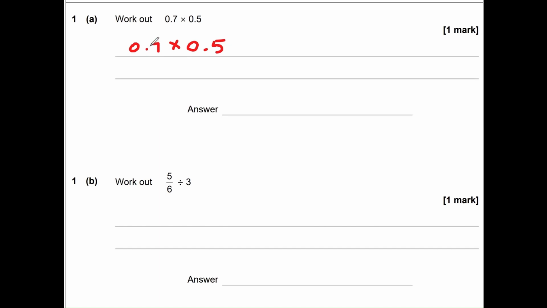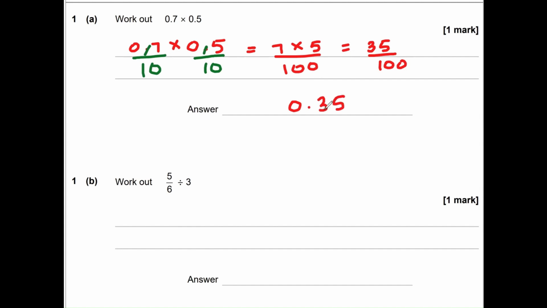Now we will remove the decimal mark from both the decimal numbers and put a 10 in the denominator because there is one digit after the decimal mark. So now we have 7 multiplied by 5 divided by 100. 7 times 5 over 100. 7 multiplied by 5 is 35 over 100. And as a decimal, this would be 0.35.